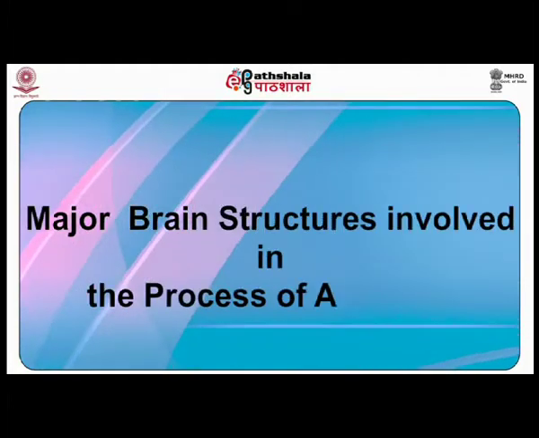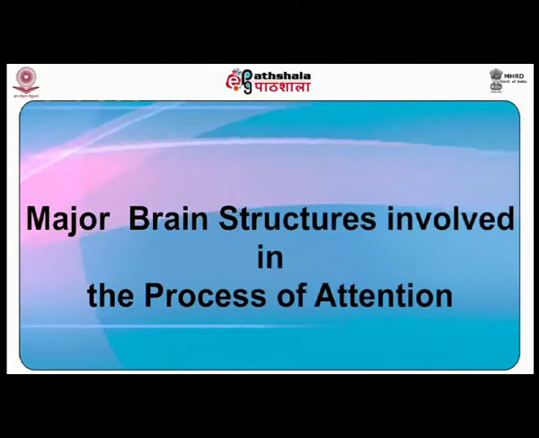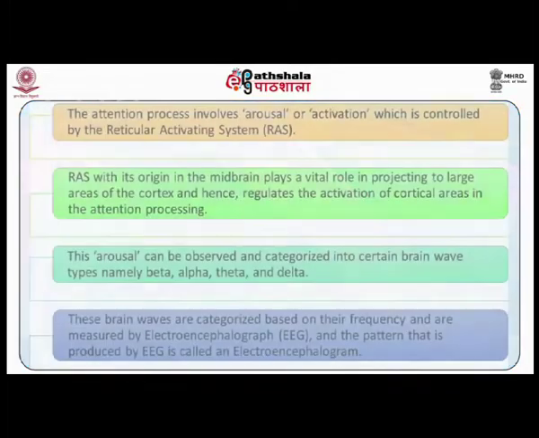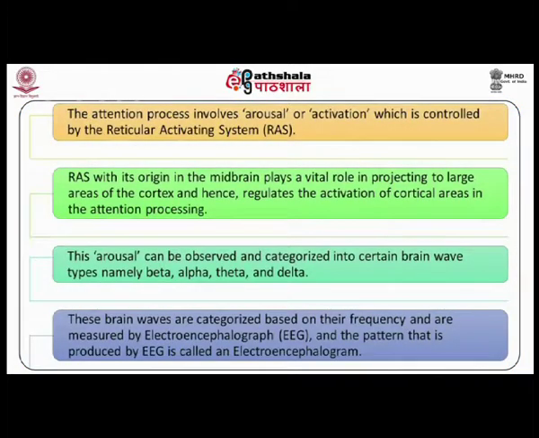Major brain structures involved in the process of attention. The attention process involves arousal or activation, which is controlled by the reticular activating system. The RAS, with its origin in the midbrain, plays a vital role in projecting to large areas of the cortex and hence regulates the activation of cortical areas in the attention processing.